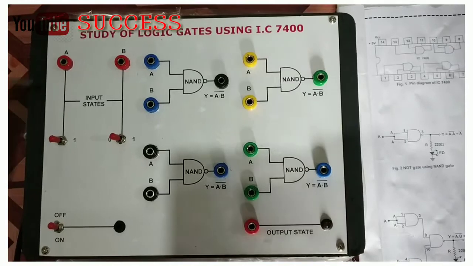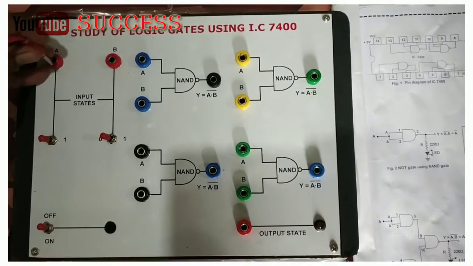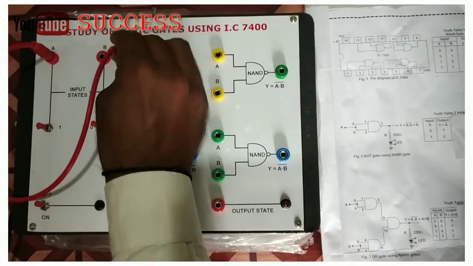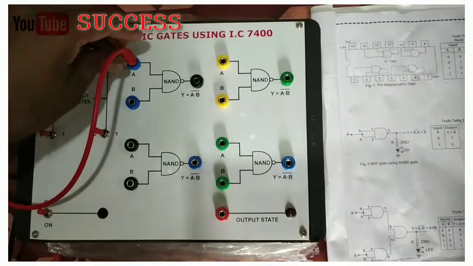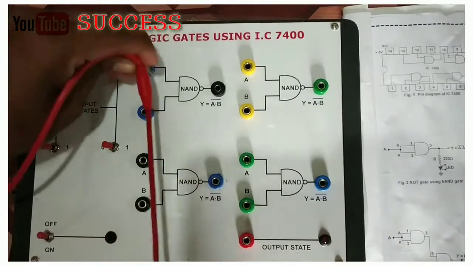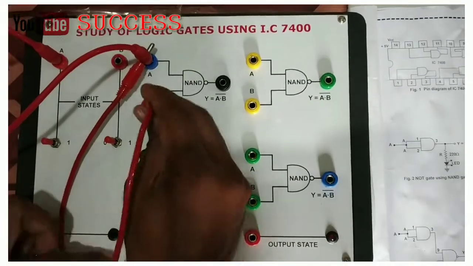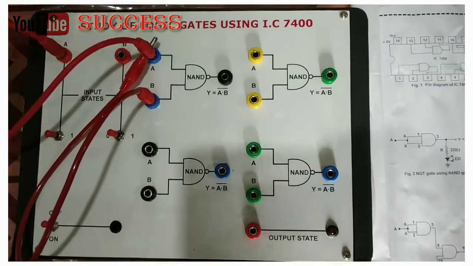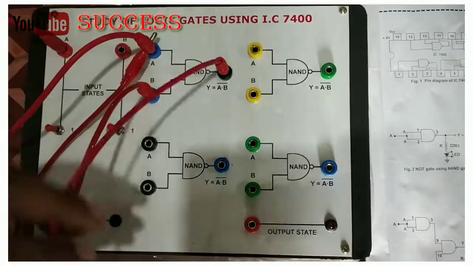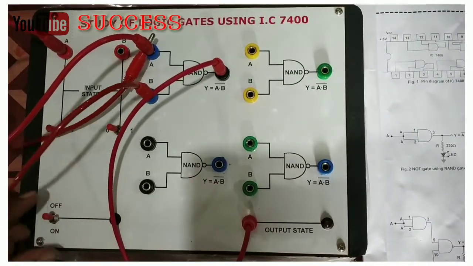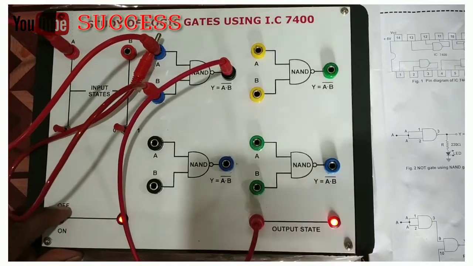First, verify the NOT gate using the NAND gate. You have to connect the input of the NAND gate to the other input of the same NAND gate, and the output of the NAND gate is connected to the output socket. Now you have to switch this on.